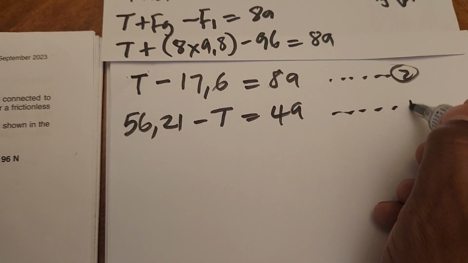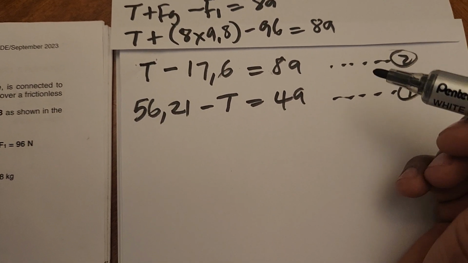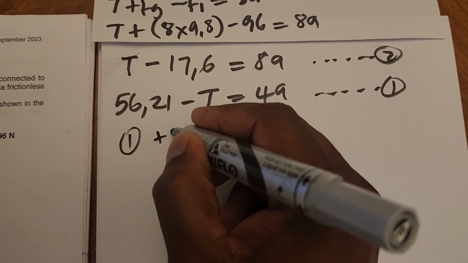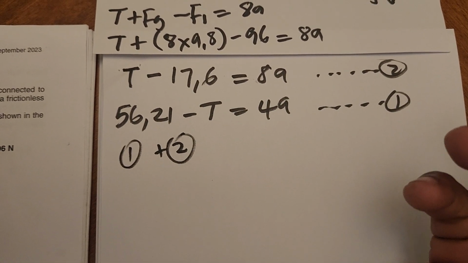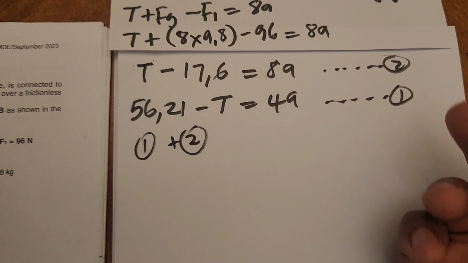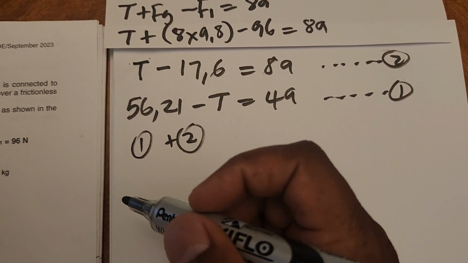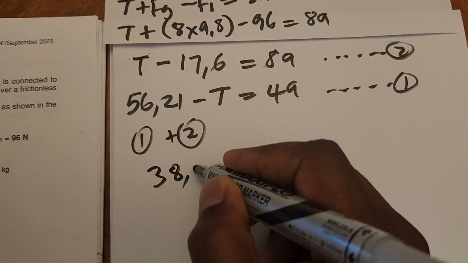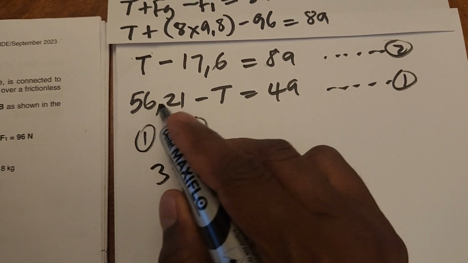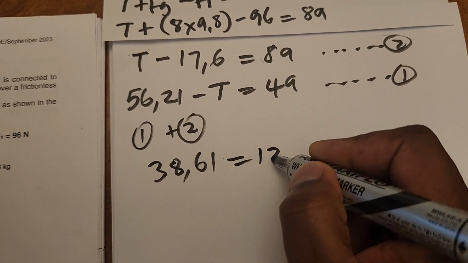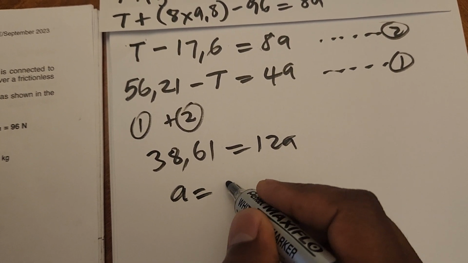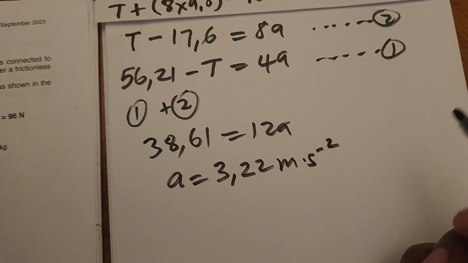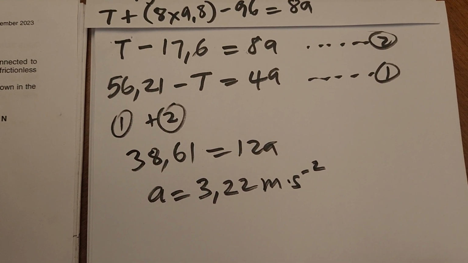So the question says calculate the acceleration. We can eliminate the tension, by adding equation 1 and equation 2. Elimination method in maths, because I've got negative and positive, they will cancel out, and these two obviously will be 38.61. That's 56.21 minus 17.6 equals 12A. Therefore A at the end will be 3.22 meters per second squared. Fine, we get the 6 marks.